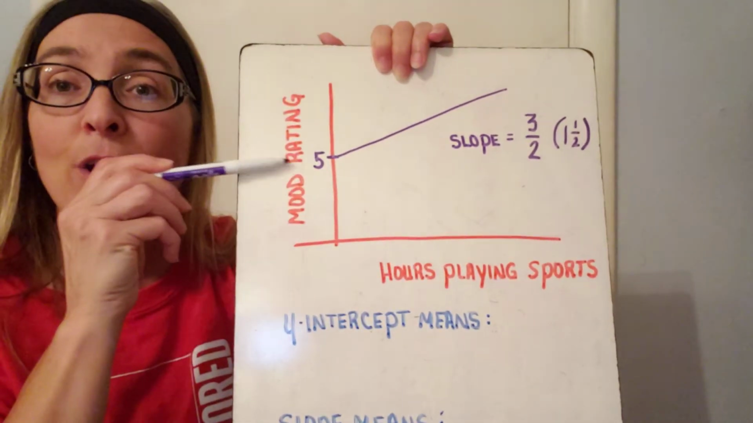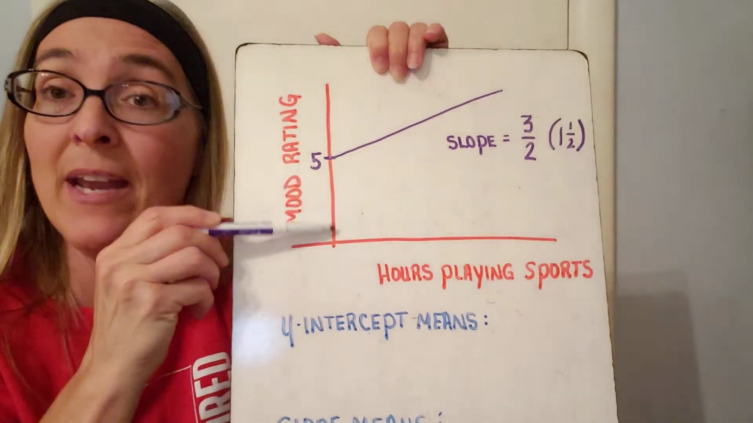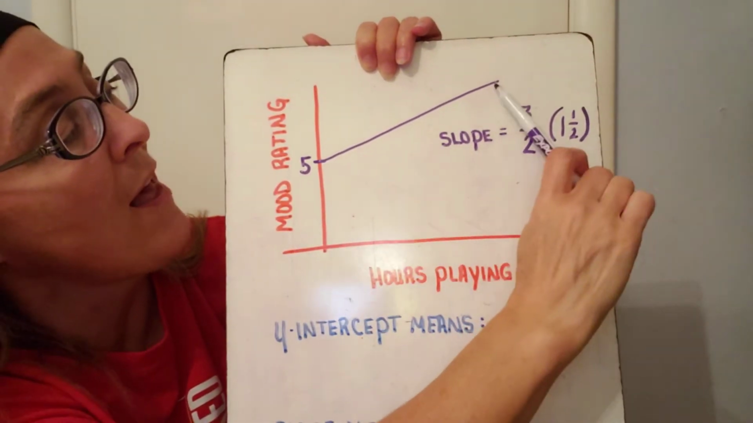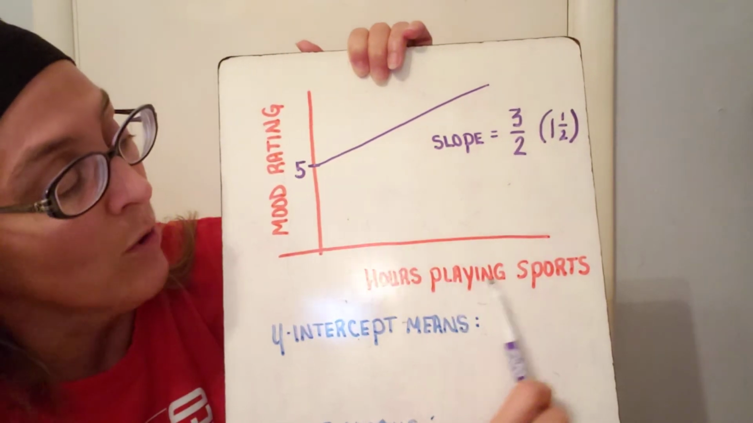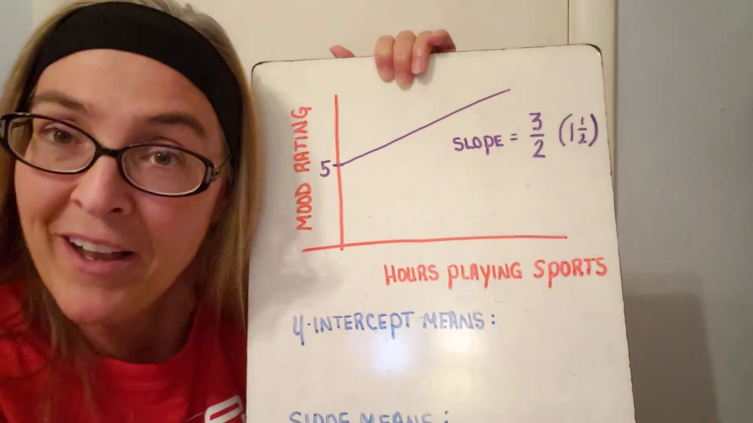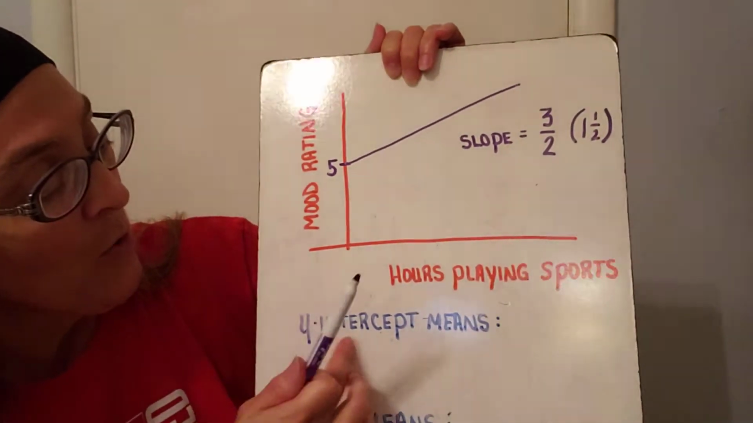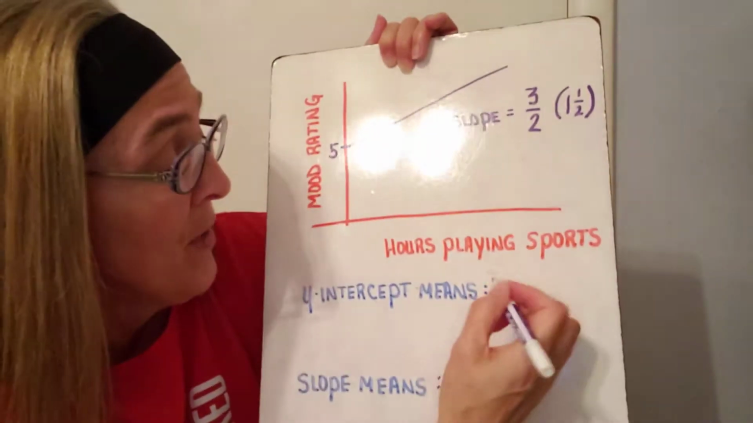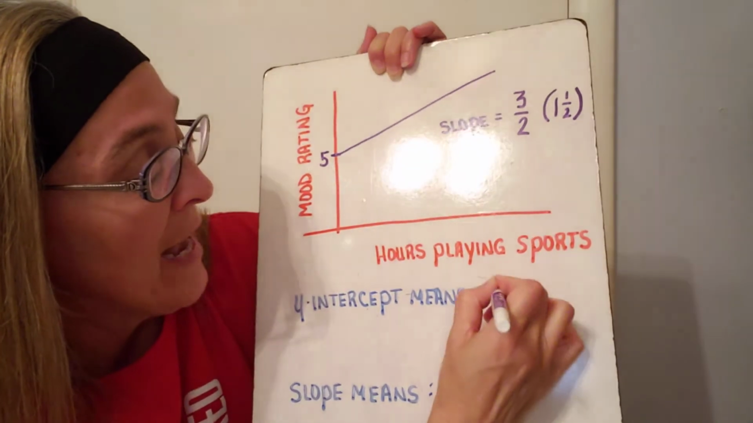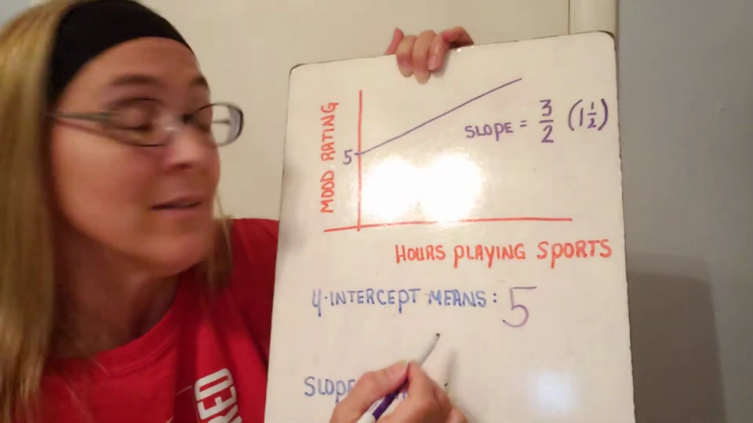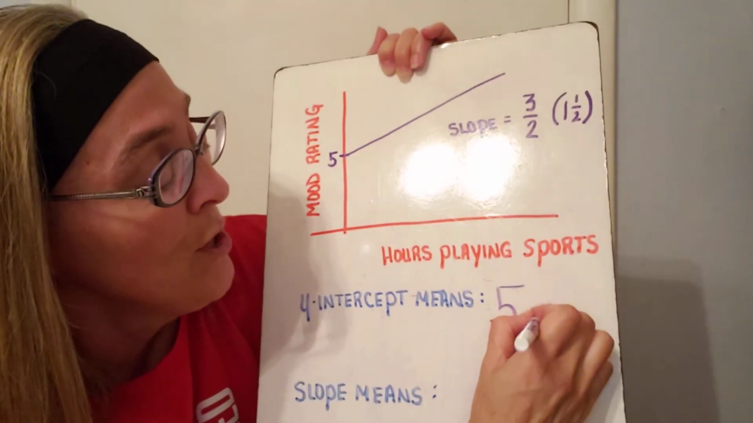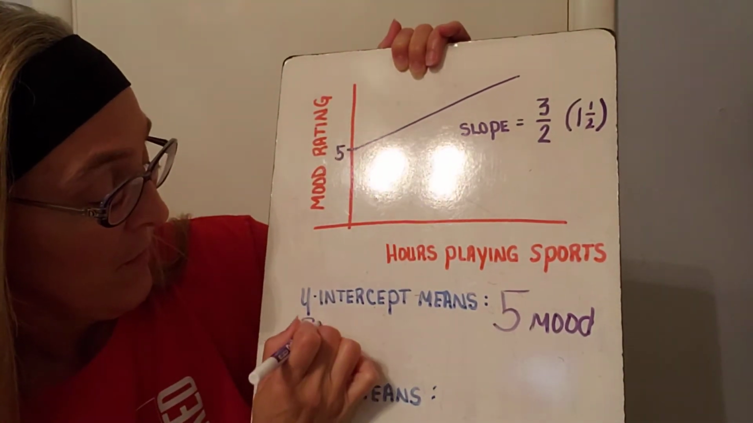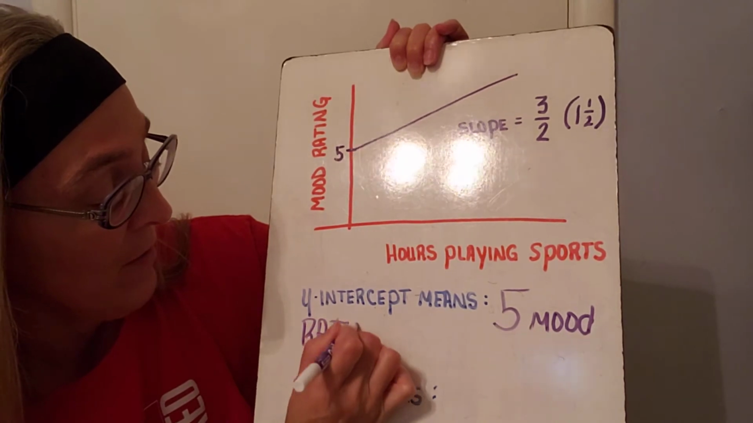So, you're looking here in the mood rating. At the beginning is 5, but notice it continues to go up the more hours that you spend playing sports. Kind of interesting graph here. So the y-intercept, as you look at your y-axis, and again, they're going to tell you that, the y-intercept is 5. It means that your mood rating is 5.